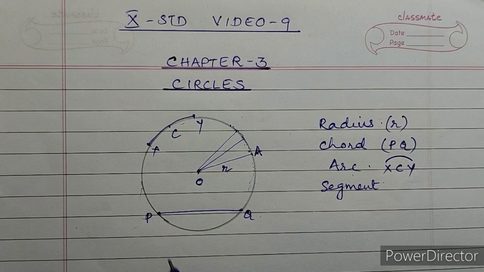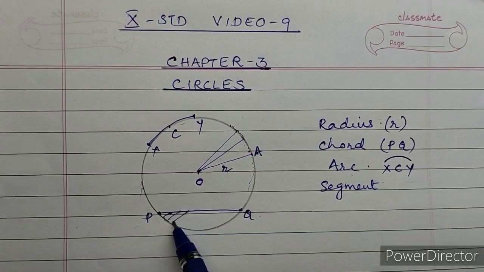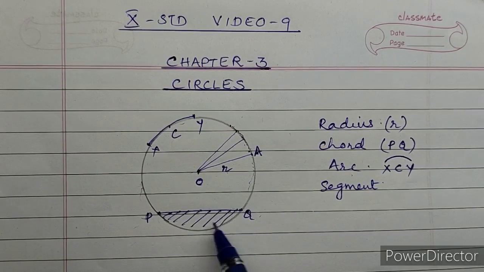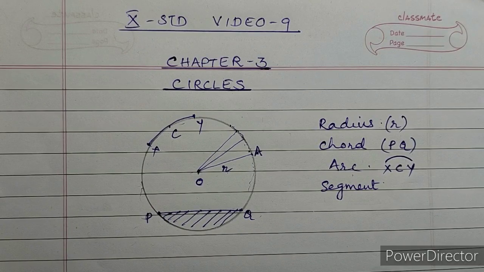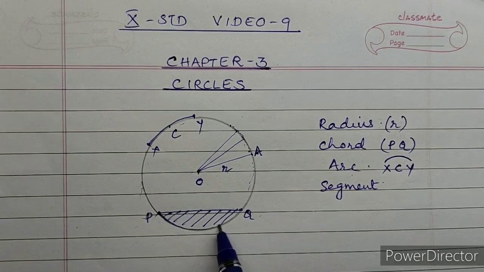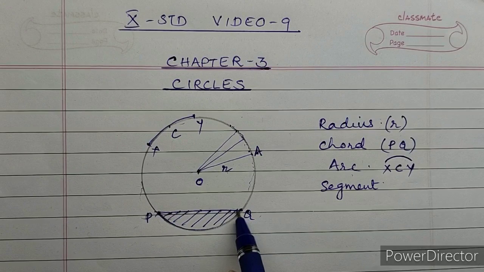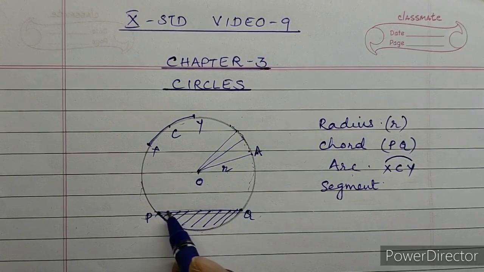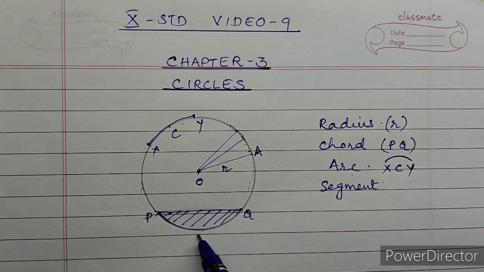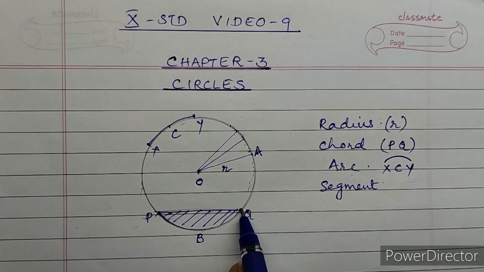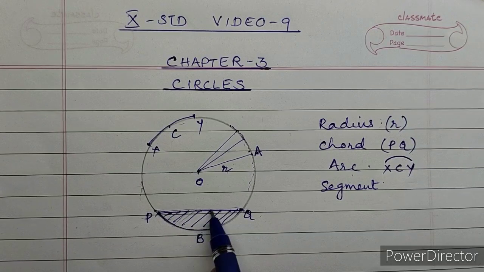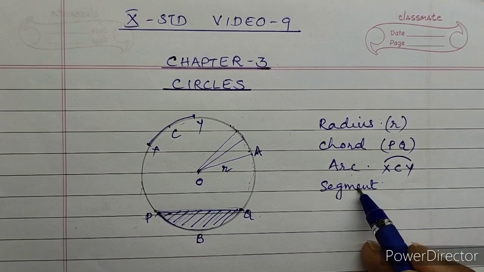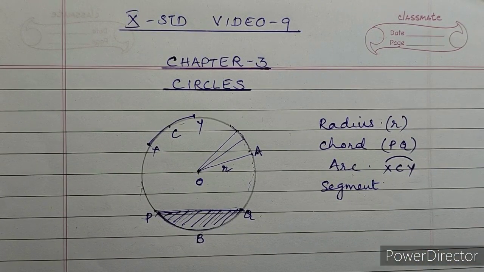Then next comes segment. Segment of a circle. Segment is the area bounded by any chord and the corresponding arc. So PBQ is the arc and PQ represents the chord. So in between the area we will call it as segment. So segment is nothing but the area bounded by any chord and the corresponding arc.